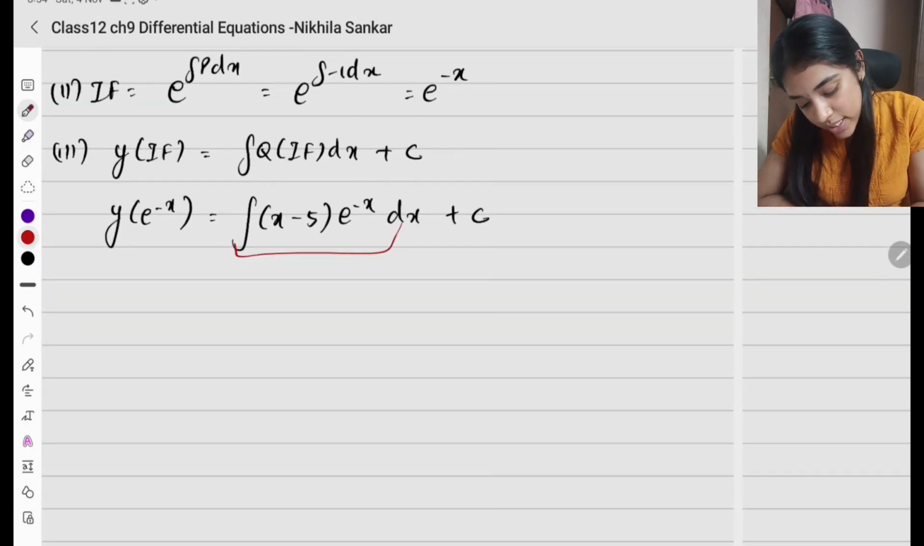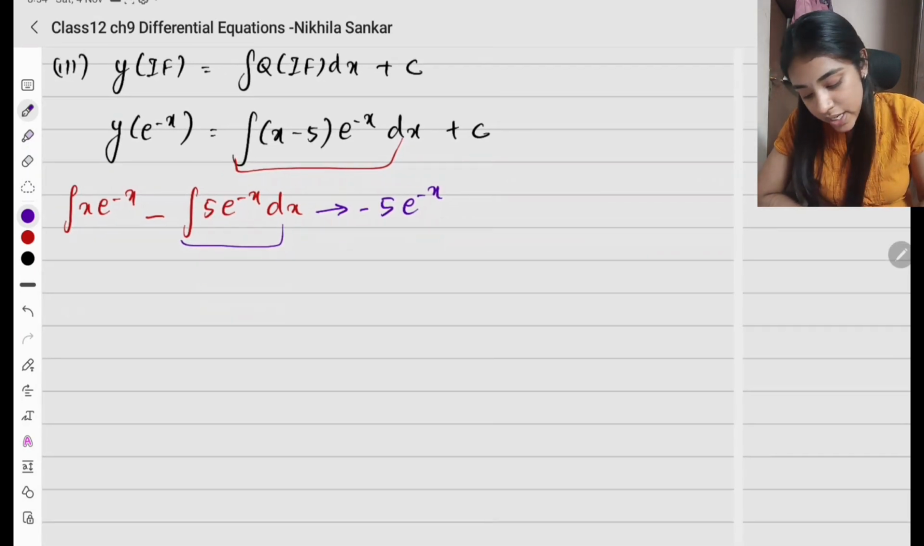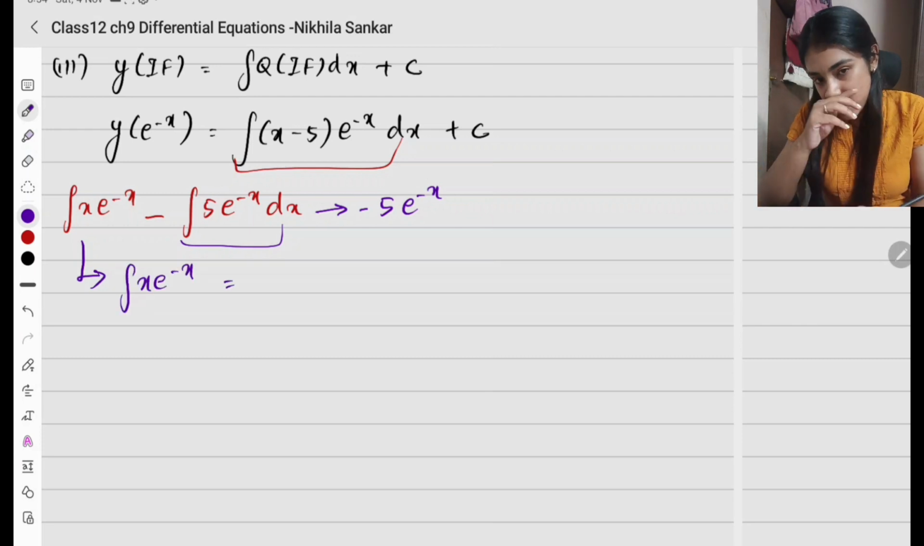Okay, இப்போ இதை நான் split பண்ண போறேன். This is the integral that we need to solve. So I have x e to the minus x minus integral 5 e to the minus x dx. So, இப்போ first இதை solve பண்ணா என்ன கிடைக்கும்? I have 5 e to the minus x ஒரு derivative is minus x minus 5. Okay? இந்த particular integral solve பண்ணா I have x e to the minus x. So, by parts பண்ண போறேன்.